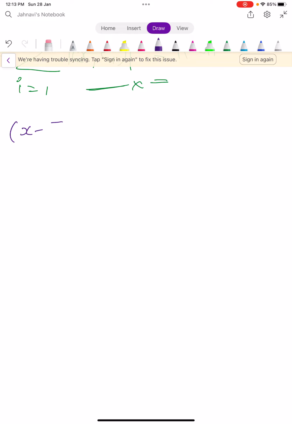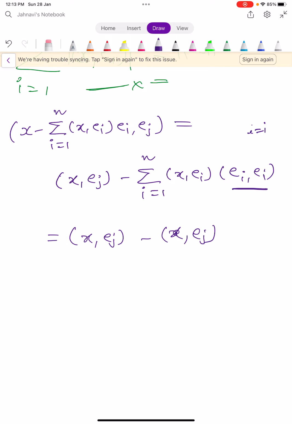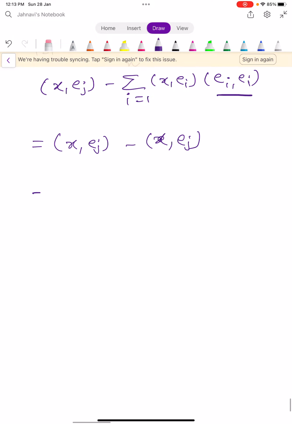Inner product of x minus summation over i equals 1 to n inner product of x comma e_i into e_i comma e_j is equal to inner product of x comma e_j minus summation over i equals 1 to n inner product of x comma e_i into inner product of e_i comma e_j. We know that inner product of e_i comma e_i is 1 and inner product of e_i comma e_j is equal to 0. So at i equal to j you get 1 and the remaining places you get 0. So this term simply becomes x comma e_j minus inner product of x comma e_j, and the remaining terms become 0 because we know that inner product of e_i comma e_j is equal to 0, because the set is orthonormal. So obviously this inner product is 0.